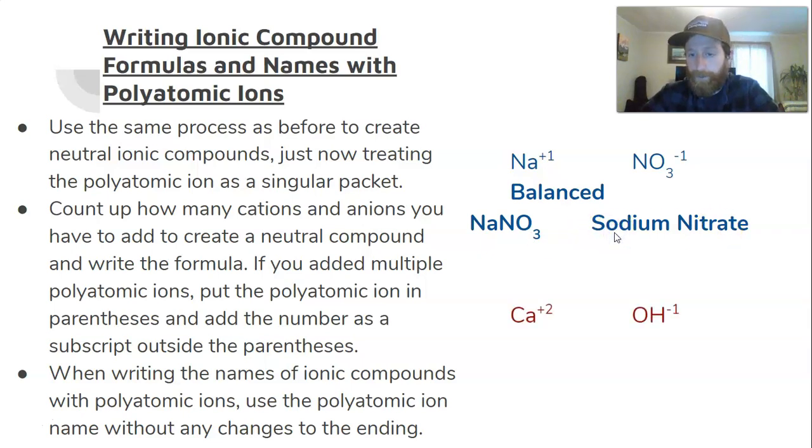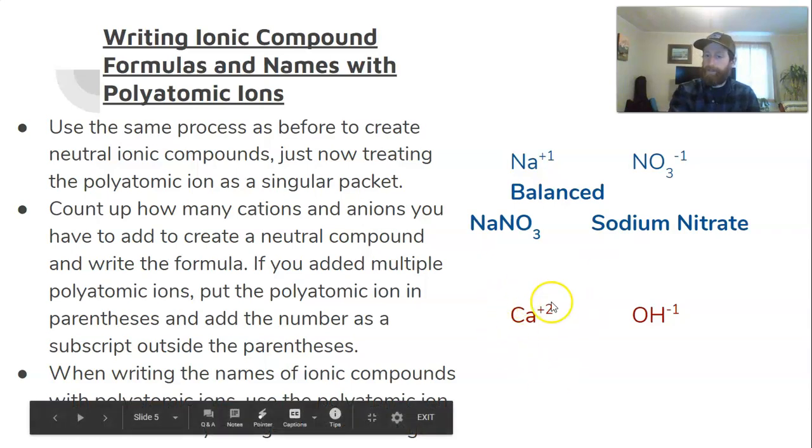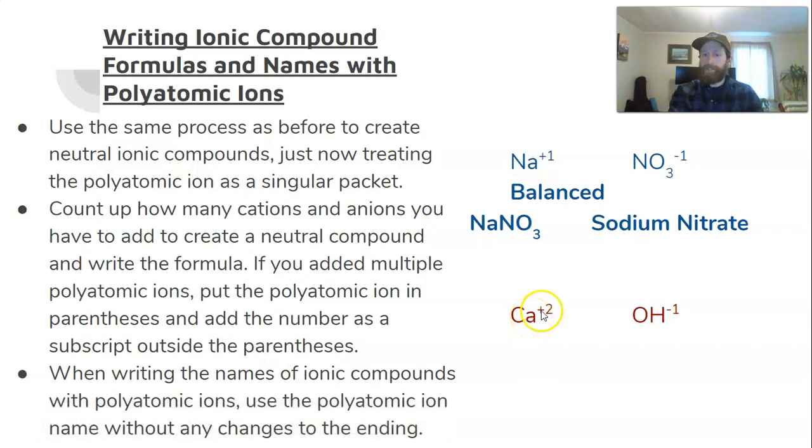Here's another example for you. Let's say I ask you to form a compound with calcium and hydroxide. Calcium is just a lone element on the periodic table. I look at its location. It's in the second column, so it's got a +2 charge. Hydroxide, on the other hand, is a polyatomic ion. So I look at my table, and I'll paste that table into your assignment. And I see that hydroxide has the formula OH with a -1 charge.